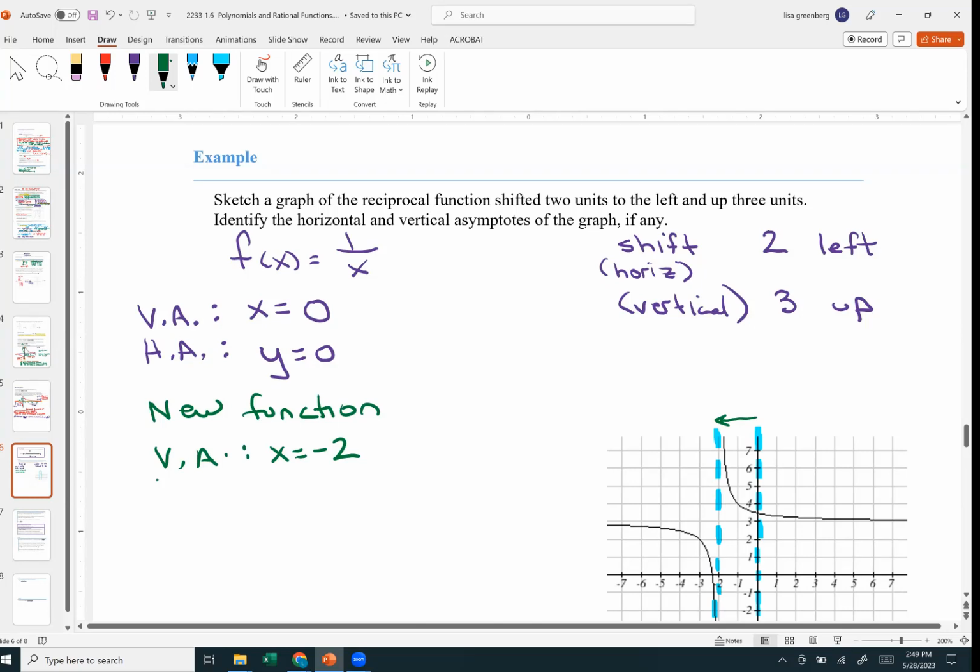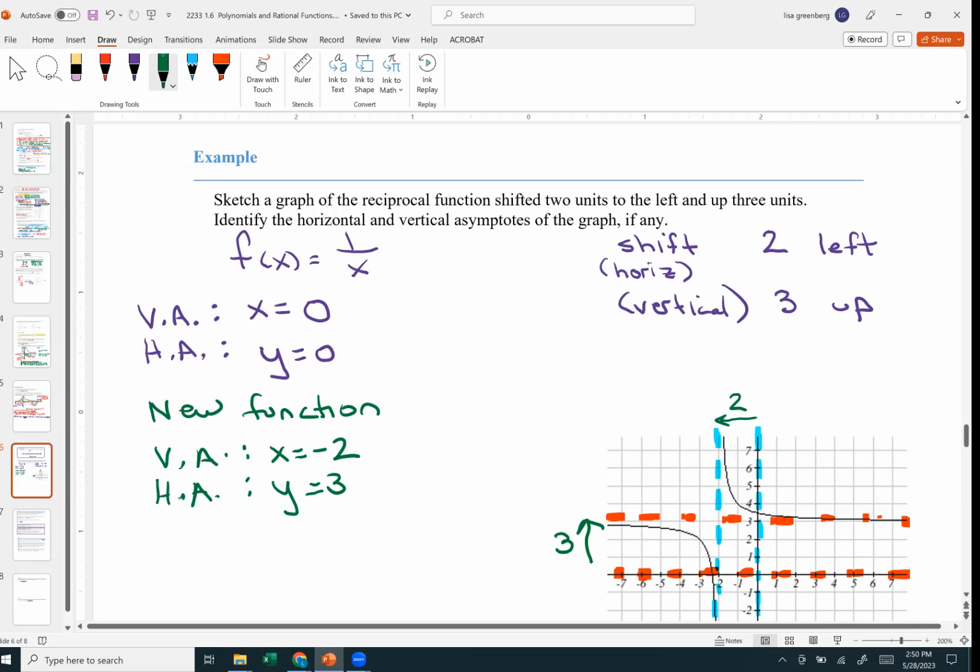Our horizontal asymptote, which started as y equals 0, is now shifting up 3, 1, 2, 3. So it now is at y equals 3. Notice it's shifting up by 3. This is shifting left by 2. And so those are our new asymptotes.